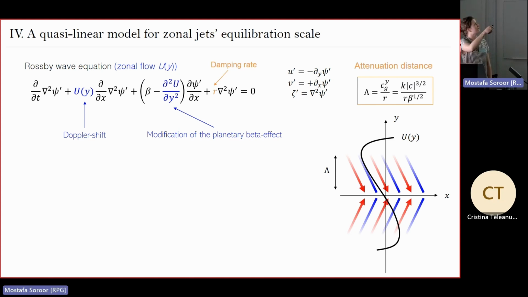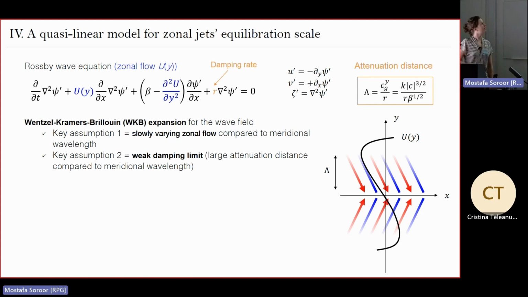So again, I derive my Rossby wave equation by linearizing the system around this background zonal flow. And I assume that my zonal flow has an arbitrary meridional structure. You can see that it has two feedback effects in the wave equation. You have a Doppler shift, this term here, which is the advection of the wave. And you have the curvature of the zonal flow, which modifies the planetary beta effects. So these are the two important feedback effects of the zonal flow on the wave field.